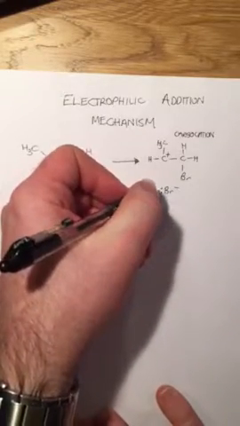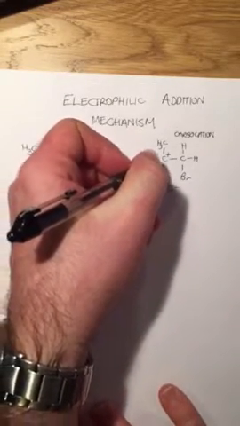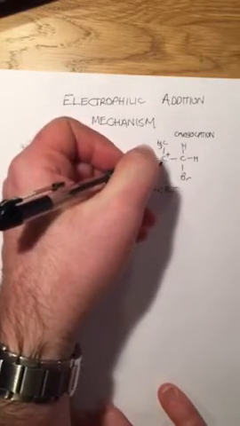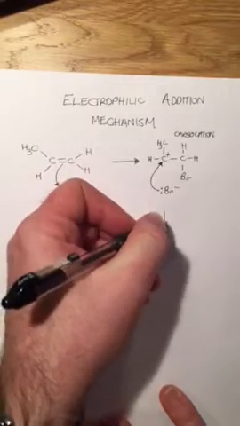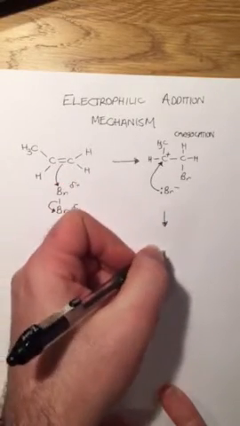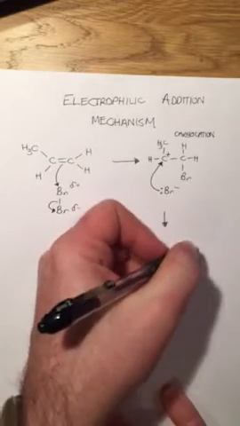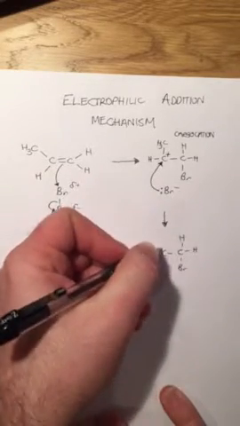The lone pair of electrons on the bromide form a new bond with this carbon, and we get our product of 1,2-dibromopropane.